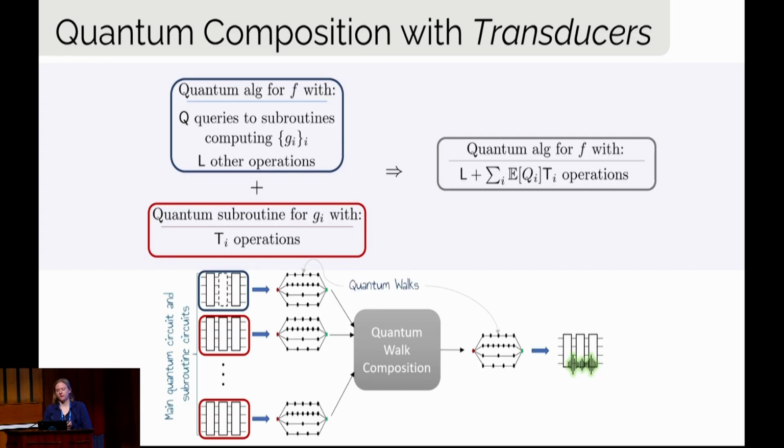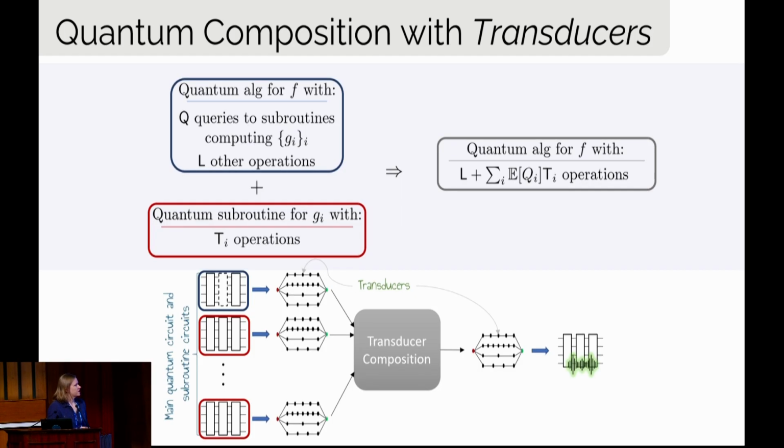Okay, we just saw how if you have a quantum algorithm that computes, let's be concrete and say, some particular function f, and it does so using queries to subroutines that compute different functions g sub I, we can compose those to get a fully specified algorithm for f that has this many operations. And we saw how to do that using composition with quantum walks. But we can actually get the same result, and even a more general result, using a model that generalizes quantum walks and is conceptually nicer for composition, called transducers.